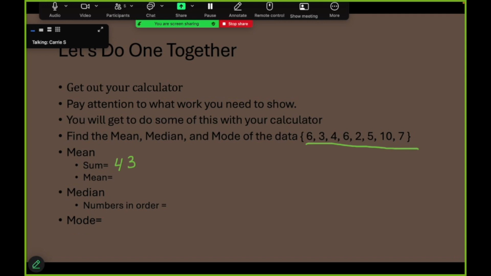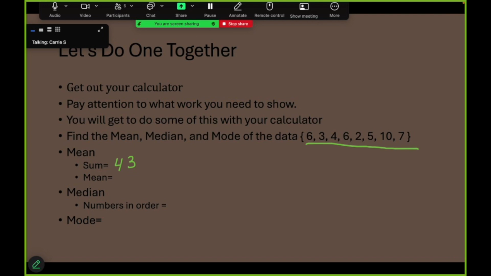Okay, so in your work, I am not asking you on the side to add these up, write 6 and 3 and 4 and write it all out. You can do that on your calculator, but you must write down your sum that you found on your calculator. That way, if you miss the problem, I can diagnose, well, at least they have the sum right.